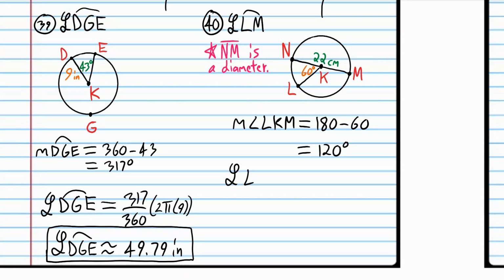So the length of arc LM is equal to 120 over 360 times 2 pi times the radius. Now we don't have the radius. We only have the diameter. So we have to take the diameter, divide by 2, and then we just crunch those numbers. 120 divided by 360 equals, then times 2 equals, then times pi equals, and then times 22 divided by 2 would be 11, so times 11 equals.